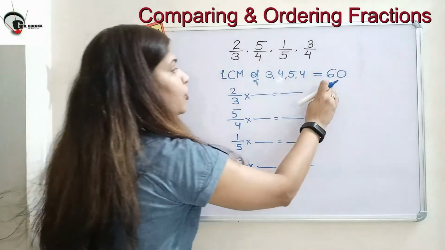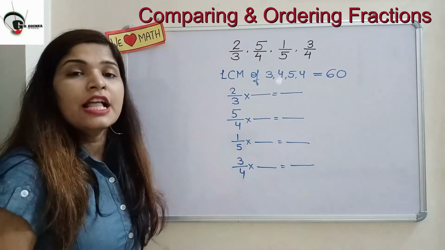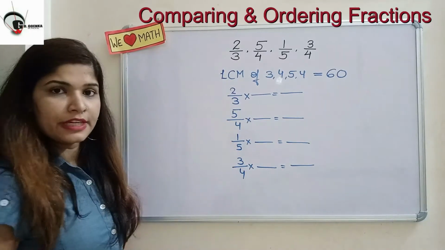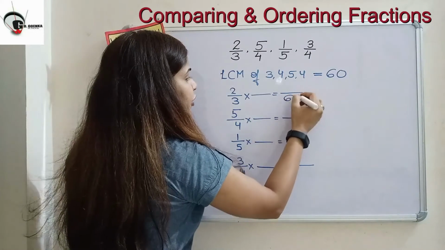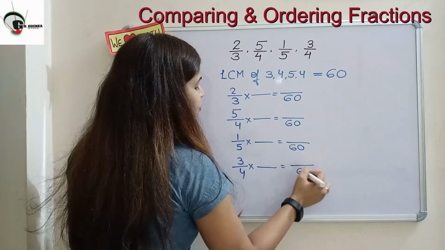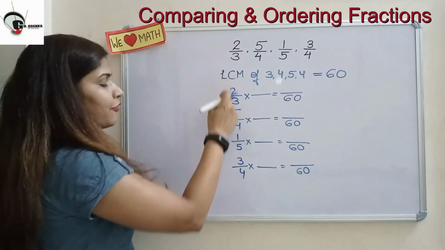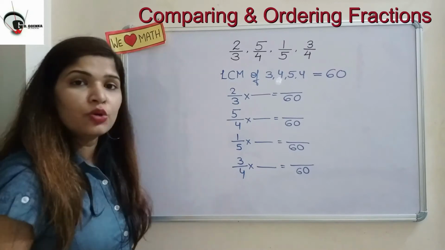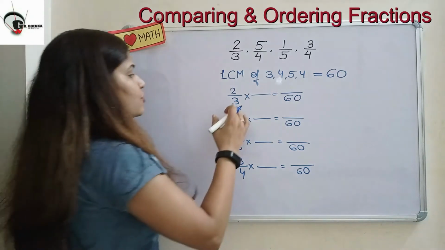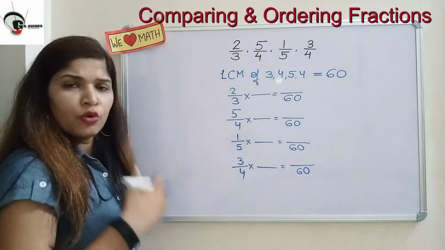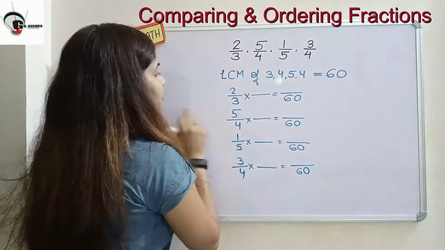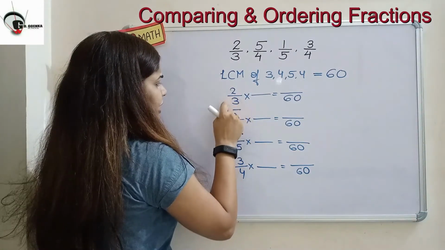That's why we took out 60, because we want a number that is a common multiple of all these denominators, so that the denominator is equal for every fraction. So I'm going to make all these fractions equivalent to fractions having the same denominator, that is 60. If you don't know what equivalent fractions are, you can go through my previous videos. So now let us start.